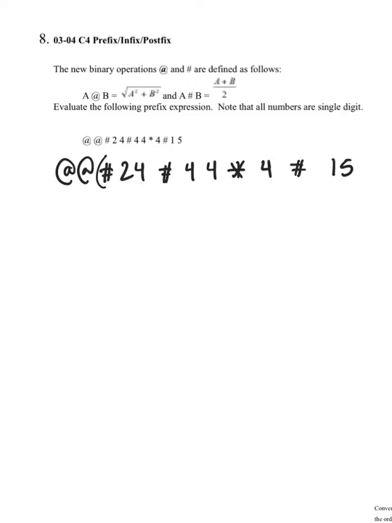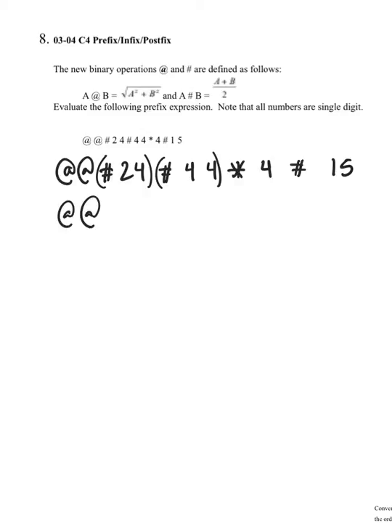So I'm going to start by rewriting this expression. Because it's prefix, basically what that means is you have to draw brackets around an operand and then two operators. So after writing this down, I'm going to draw brackets around the hashtag 24 and then the hashtag 44. And then that's it. So then I'm going to evaluate those two things.